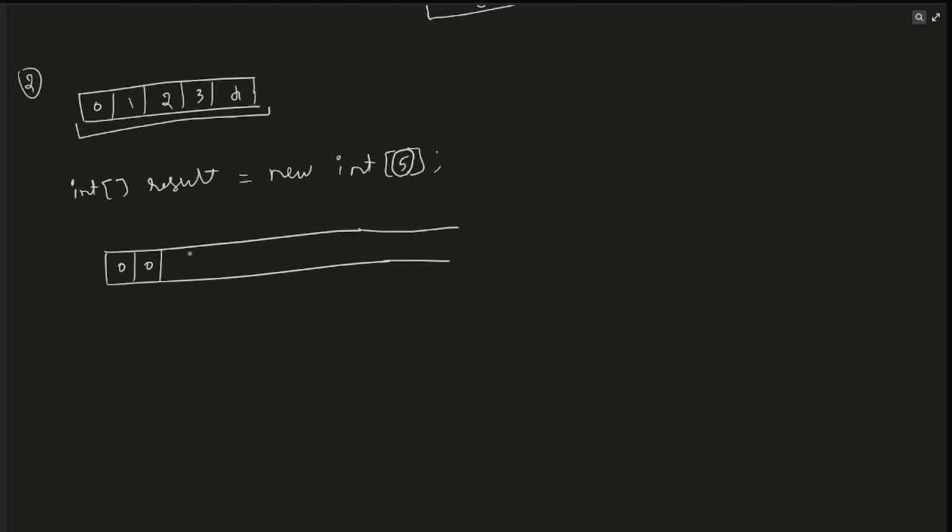Zero, 0, 3 times 1, 2 times, 2 times, and then 4. Let me just write the indexes as well.